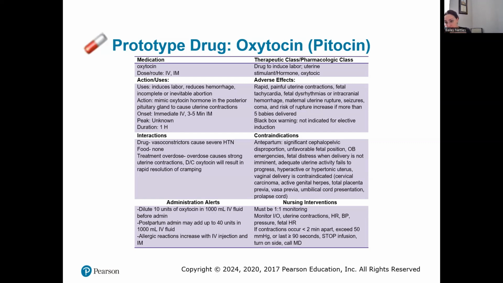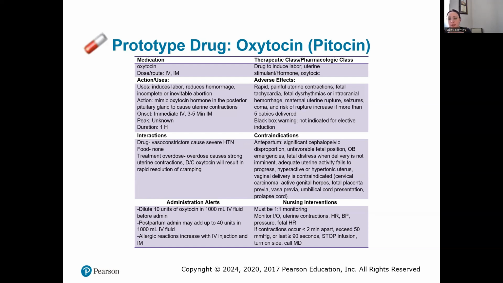Adequate uterine activity fails to progress. So if they've been in labor for a long time, the oxytocin, if they've had it, or if they're doing this naturally and it's not progressing, they're usually going to do a C-section anyway, so there's no reason to start the oxytocin. Hyperactive or hypertonic uterus. So hyperactive uterus, my uterus is already having rapid, painful contractions, or hypertonic, which means the increased tone of my uterus.